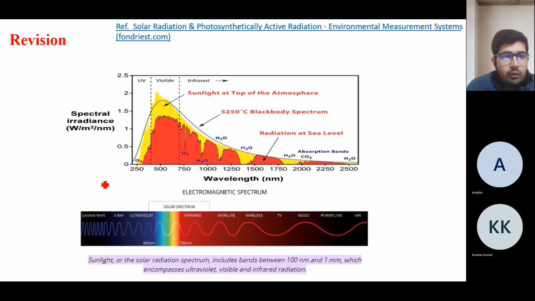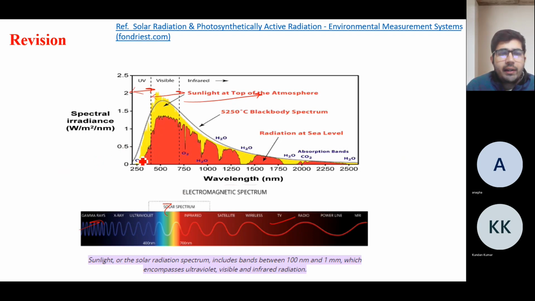In this diagram, you can see the electromagnetic spectrum. This is the range for UV, this is for visible light, and this is for the infrared. The infrared light is red, the UV light is represented by blue, and the visible spectrum is green.